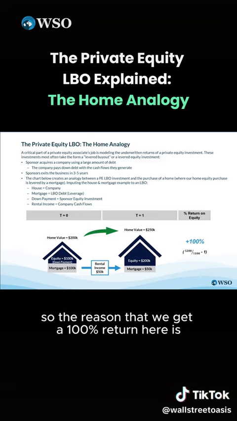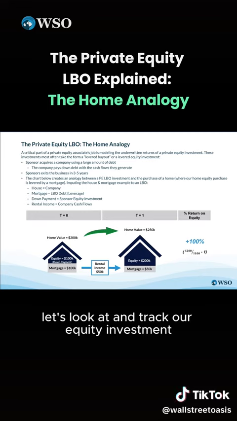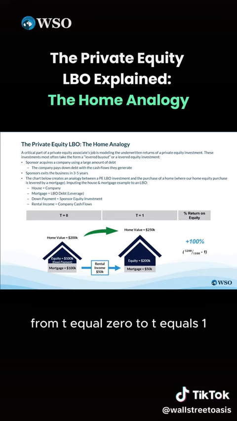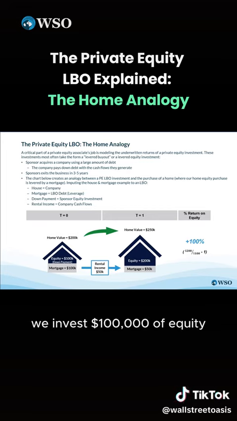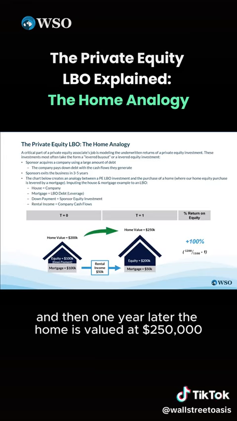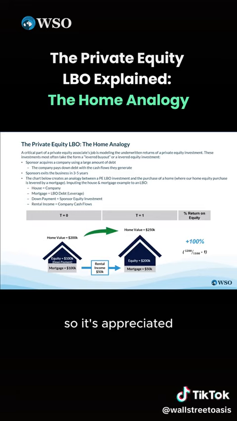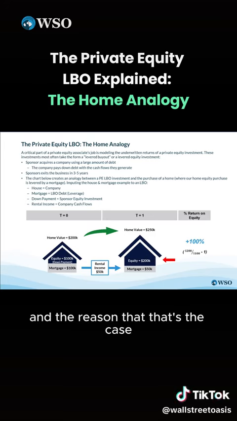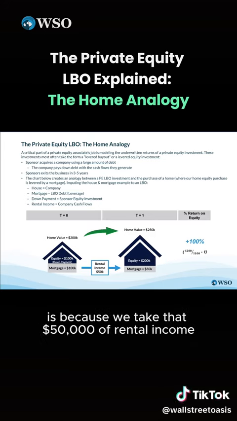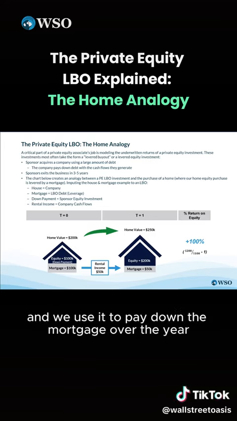So the reason that we get a 100% return here is, let's look at and track our equity investment from t equals 0 to t equals 1. So at t equals 0, when we buy the home, we invest $100,000 of equity. And then 1 year later, the home is valued at $250,000, so it's appreciated, but our equity value is now $200,000. And the reason that that's the case is because we take that $50,000 of rental income and we use it to pay down the mortgage over the year.